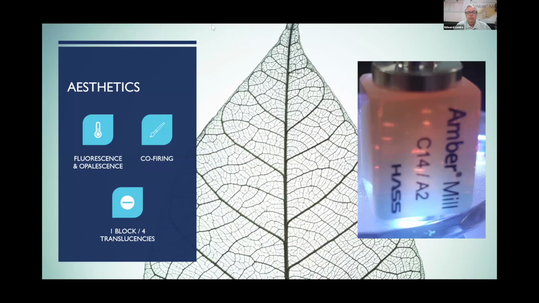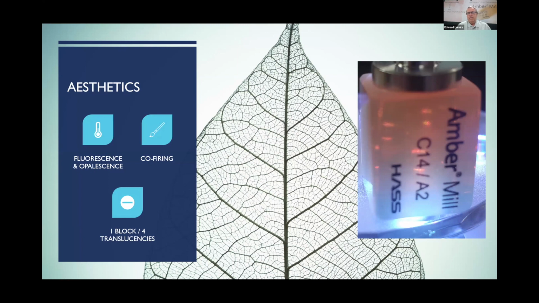Two of its properties that we like very, very much from the aesthetics department are the fluorescence and the opalescence. And as we all know, enamel has both of those properties. Haas has done a fantastic job in the manufacturing of adding these two properties. As you can see from the little icon on your screen there, the amber glow comes through from whatever light source you're using.